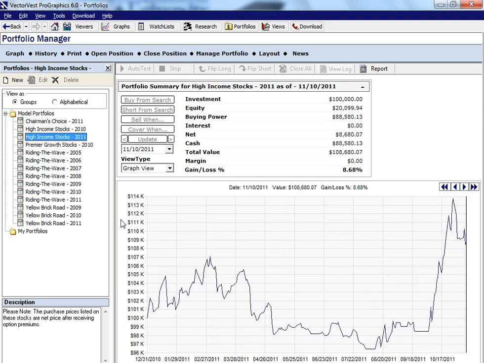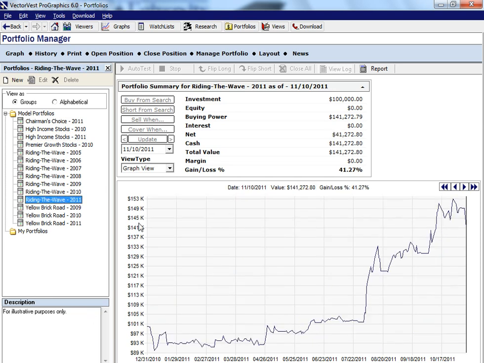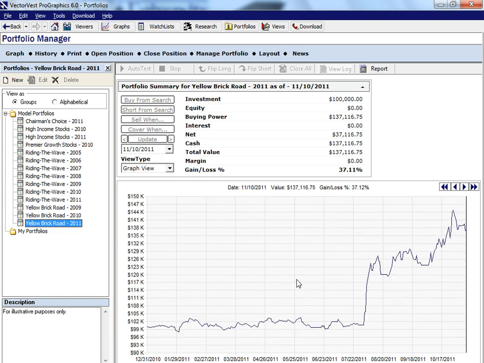We also have the High Income Stocks portfolio up 8.5%. So here's our performance in this one moving forward from May. The Riding the Wave portfolio up 41.25%. And finally, the Yellow Brick Road portfolio, up 37.11%. And so the VectorVest views can be a great tool in helping you get direction for any market condition.